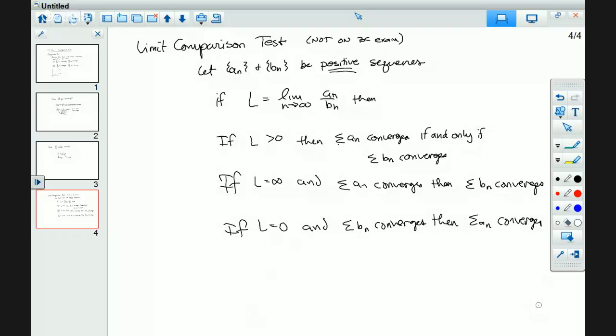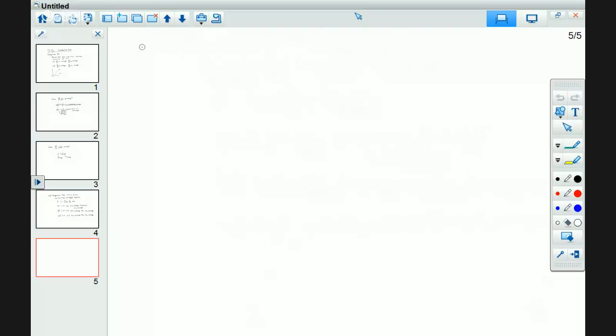The comparison test, generally, you're going to use something similar to a p-series or a geometric series in fraction form. Okay. This one can become pretty handy with rational functions or those series as well. So let's show this series, n squared over n fourth.